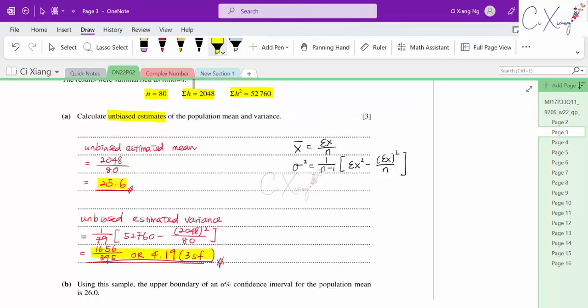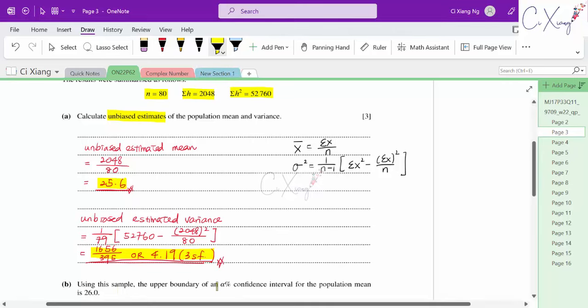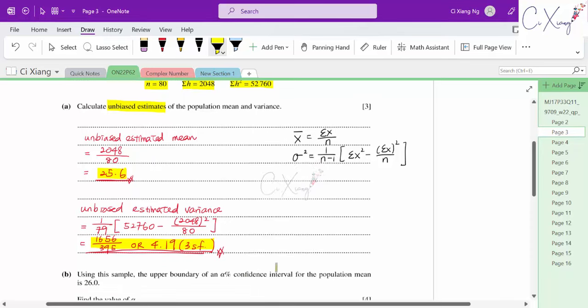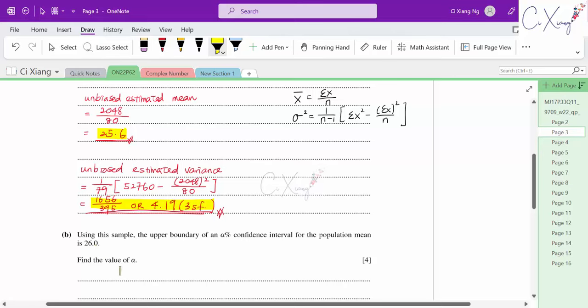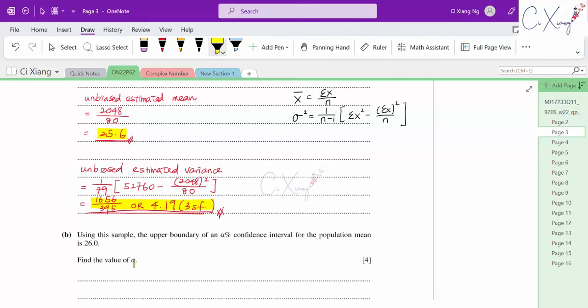Let's proceed to part B. For part B, they are saying that using this sample, the upper boundary of the alpha confidence interval for the population mean is 26.0, and they want us to find the value of alpha. So for this question, basically we are talking about the confidence interval for the population mean, and we have an upper boundary, which is 26.